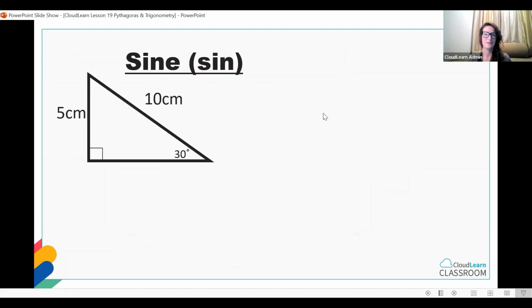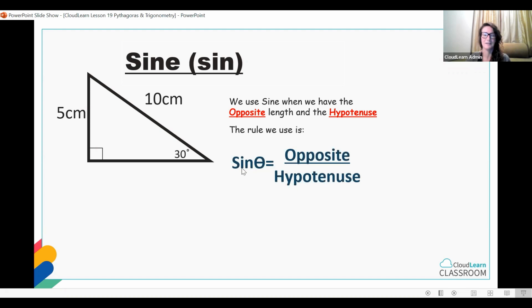So let's have a look at using them. The sine ratio simply states that the sine of the angle is going to be equal to the opposite divided by the hypotenuse. Some mathematicians sat down and realized that in any triangle, if they divide the opposite side by the hypotenuse, then the sine of the angle is always going to be true. So that's what the sine function is on your calculator.